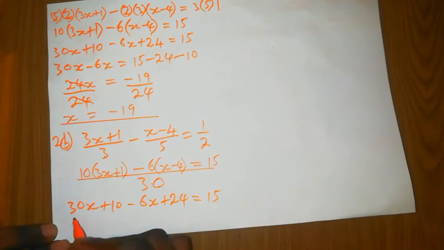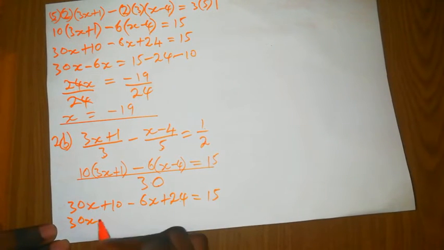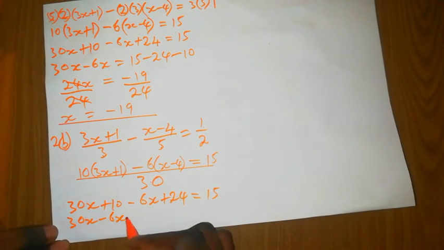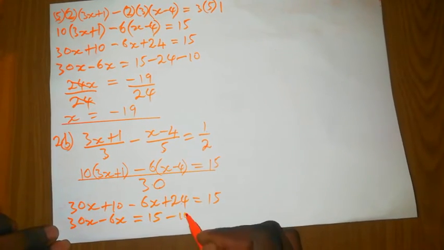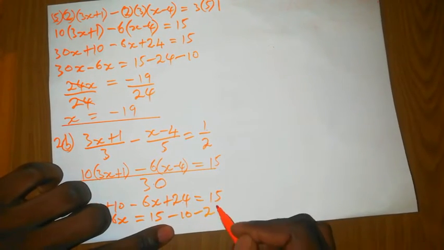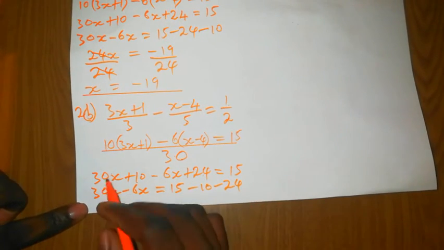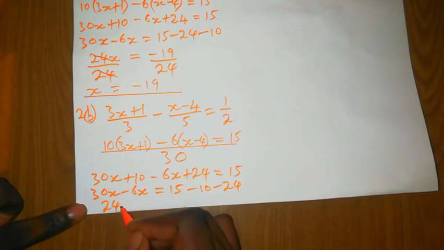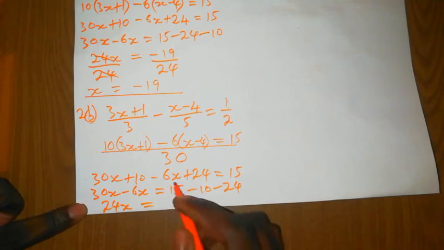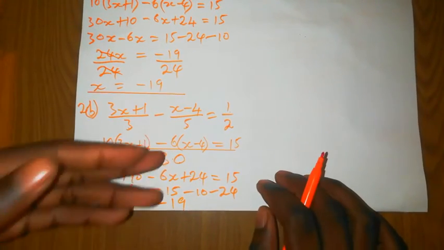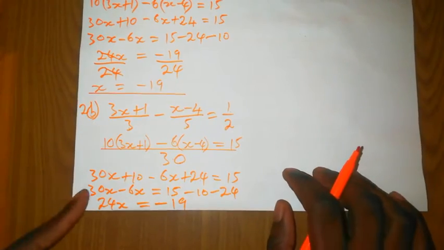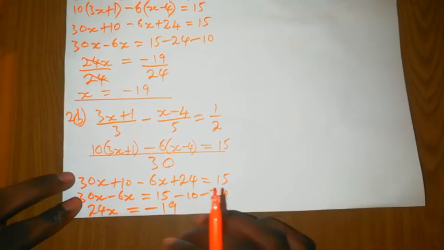I then collect my like terms. 30x minus 6x is equal to 15 minus 10 minus 24. It's now 24x is equal to negative 19. I think we have done this several times. You now divide by 24, and you obtain your final answer.